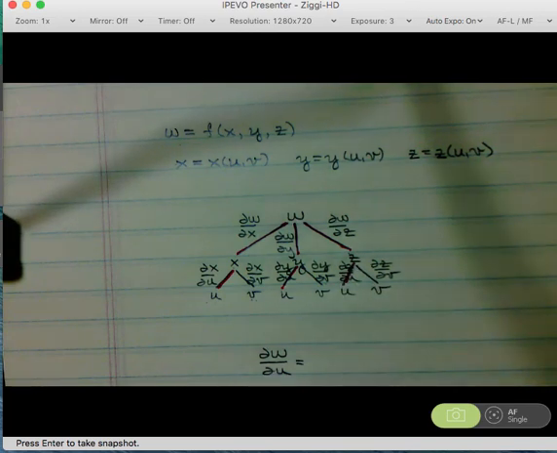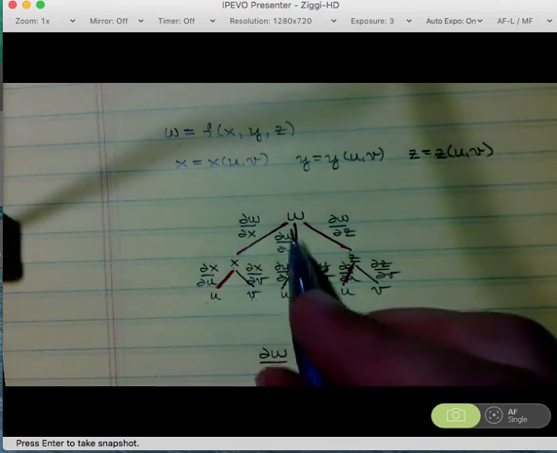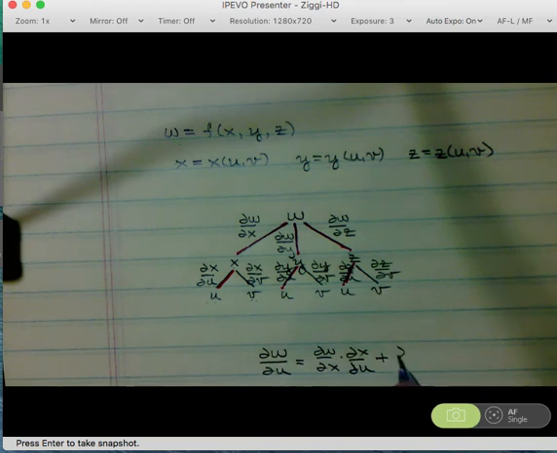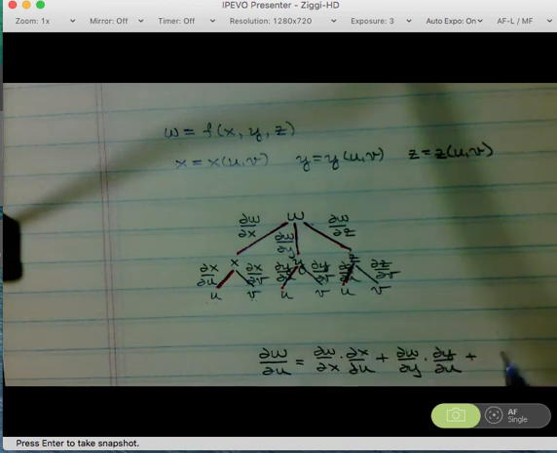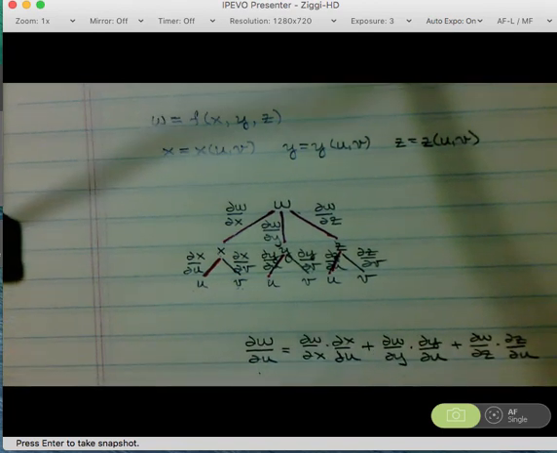Putting it all together, we have the partial of w with respect to x times the partial of x with respect to u, plus, going this route, the partial of w with respect to y times the partial of y with respect to u, plus finally going this route, we have the partial of w with respect to z times the partial of z with respect to u. And that's how we define, in this case, the partial of w with respect to u.